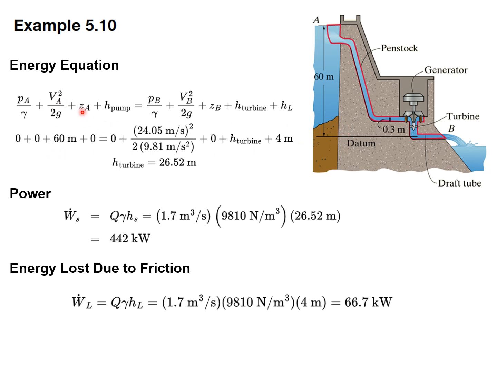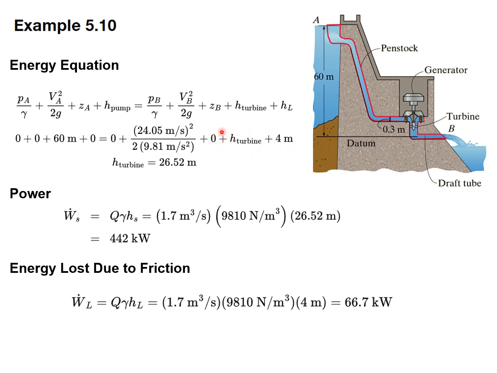Looking at the diagram, the Z value at A, if we measure things from our reference level, which is the height at B, is measured to be 60 meters. So that's the Z of A. H pump, we don't have a pump in here, so this term is 0. The pressure at B is 0, and we know what gamma is. The velocity at B we calculated. We know what g is. Z B is 0 because again we're at the reference level.